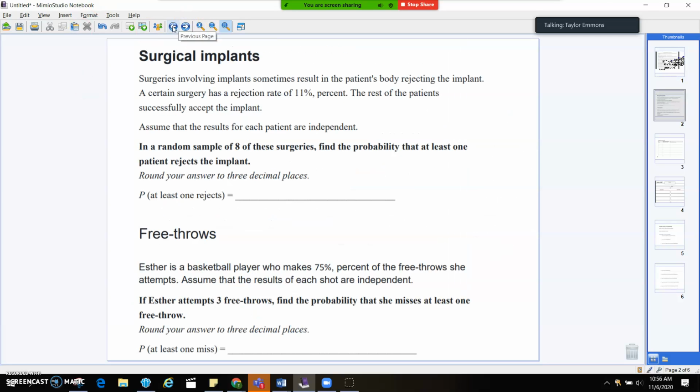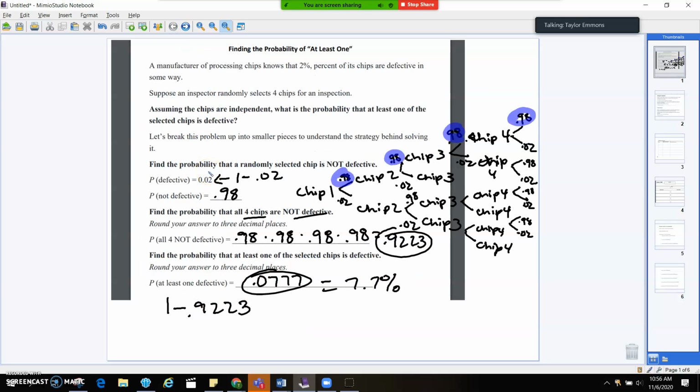So on the next one, go ahead and take a moment and follow that same process, and we're going to go over it in just 1 second.